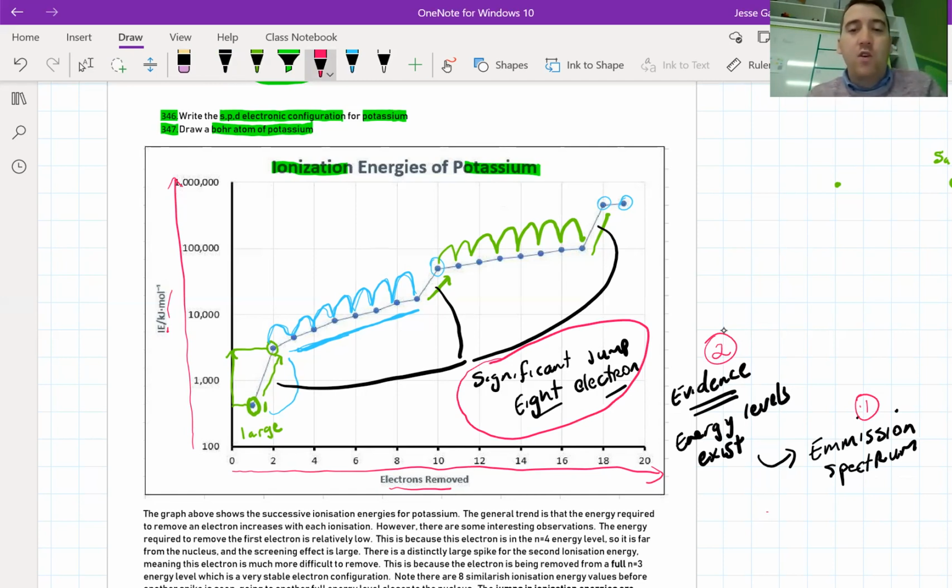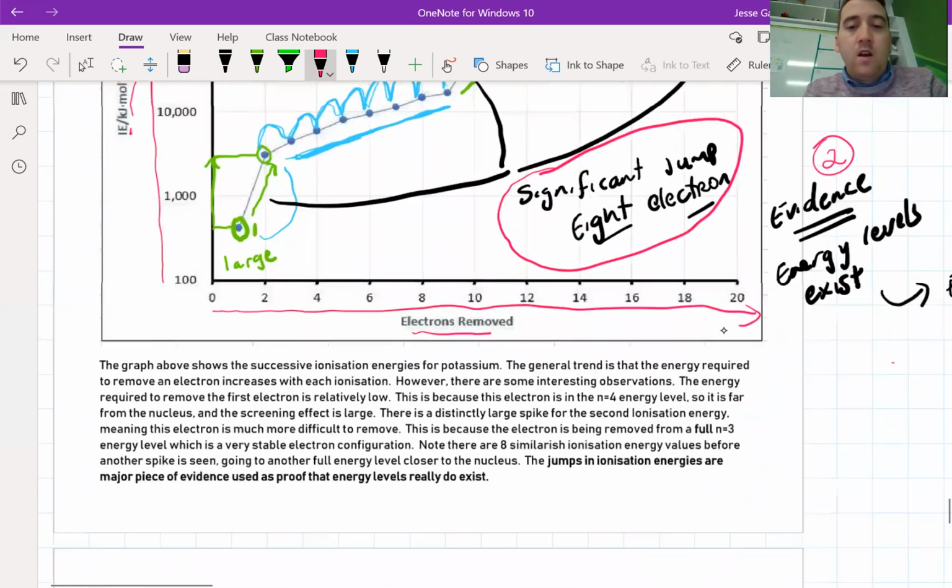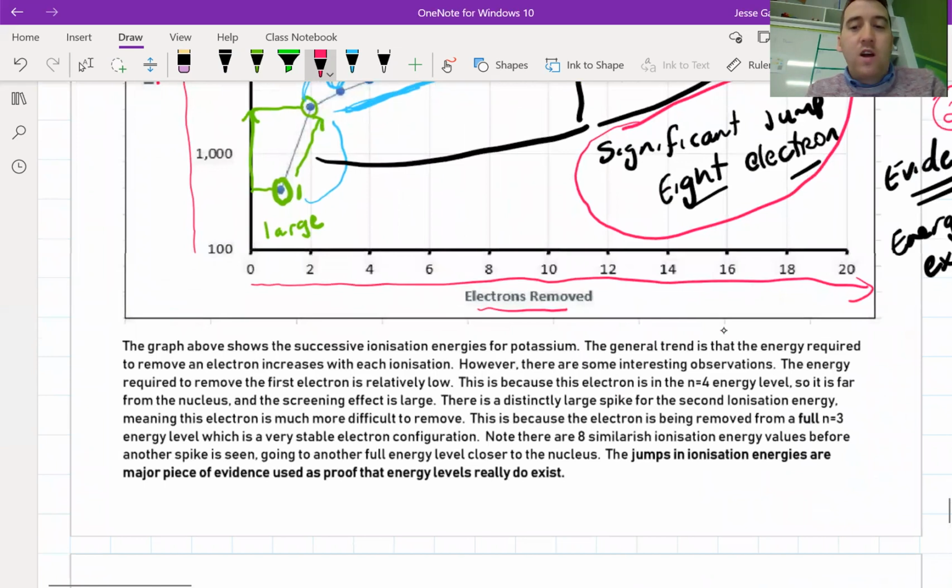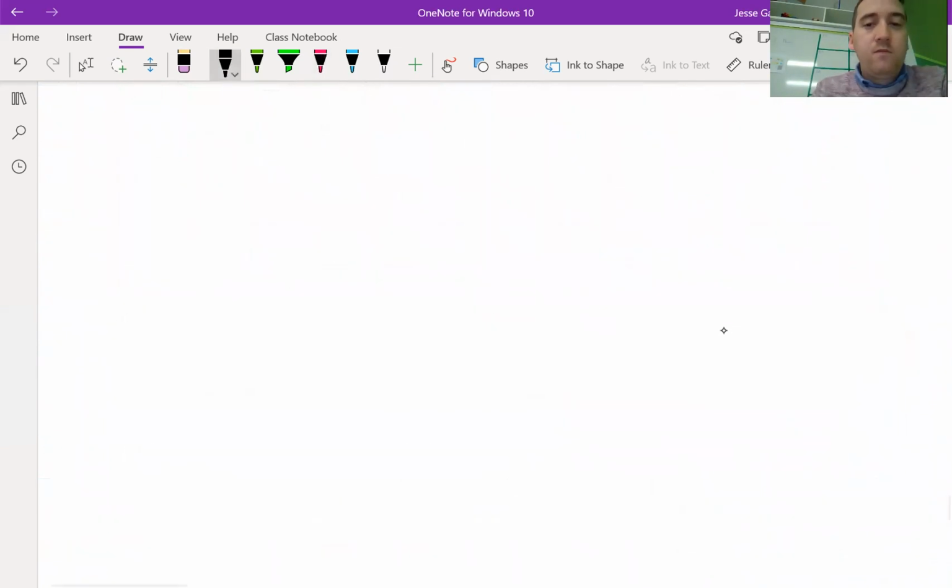So I just wanted to show you that scientists don't just rely on one piece of evidence, they try and collect together as much evidence as they can. So this was another piece of evidence that really confirmed for scientists that the model of the atom with energy levels is the correct one. Okay, so I'm just going to quickly read through, to make sure I haven't forgotten to tell you anything here.